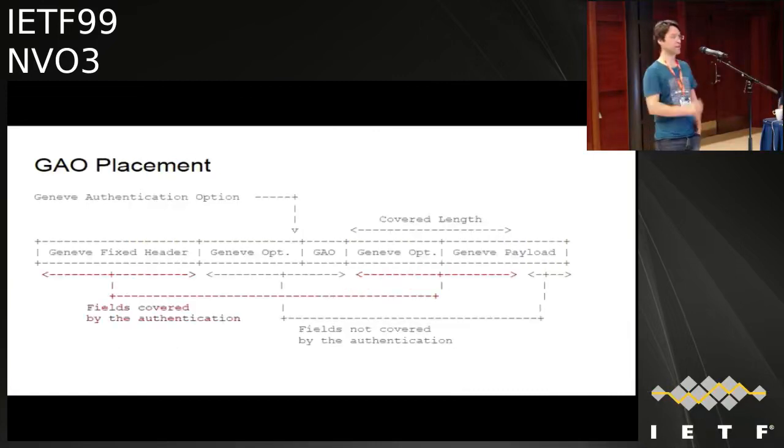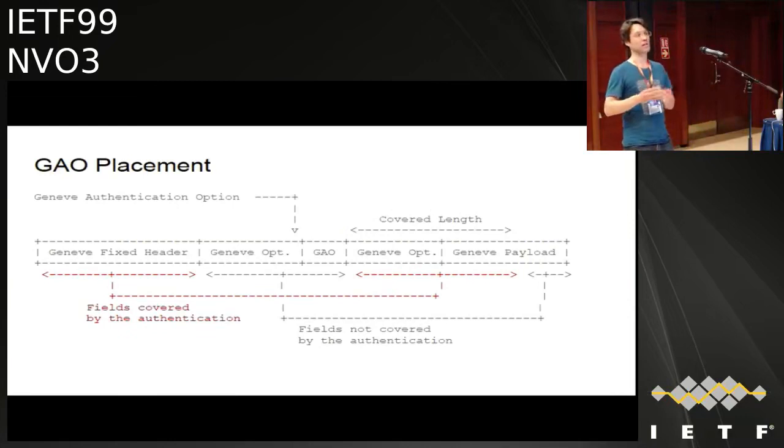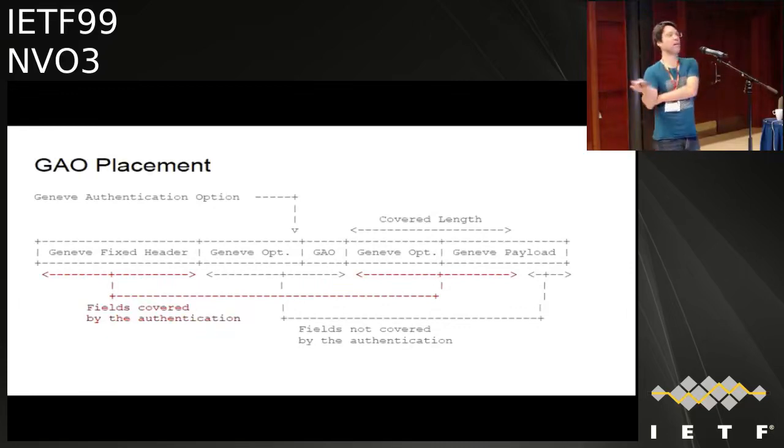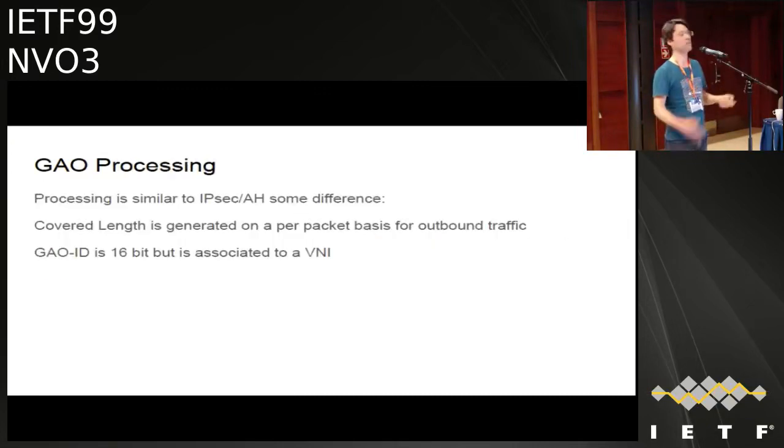So this is how it works. We have the Geneve fixed header, and some Geneve options that are not covered. Then with the GAO option, we indicate that from that point up to the covered length, the data is going to be authenticated. Things outside the covered length are not authenticated, and things between the Geneve header and the GAO are not authenticated either. One of the advantages of this design is that when you see the packet, you know exactly which options are authenticated and which are not. You also have the covered length, so you can process the packet accordingly. The processing is very much like IPsec, so I'm going quite fast.